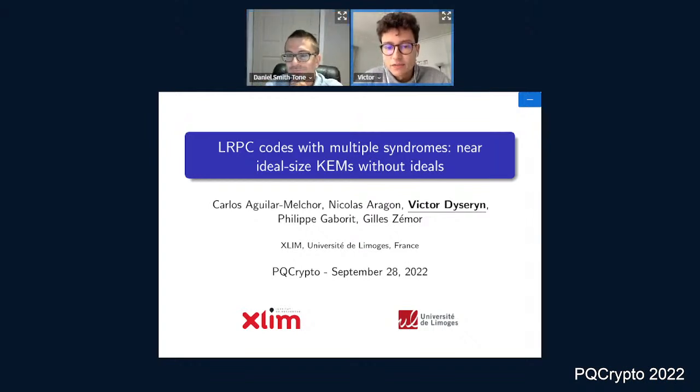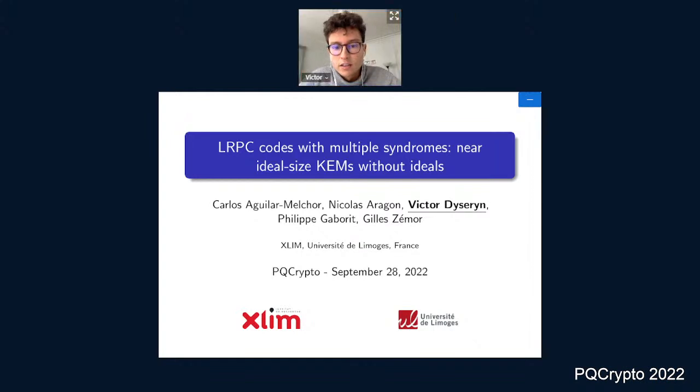Thank you, Daniel, for the introduction. So my name is Victor Disserin. I'm a PhD student at the University of Limoges in France. And I will present to you a joint work with Carlos Aguilar-Melchor, Nicolas Aragon, Philippe Gabory, and Gilles Zemmour, called low-rank parity check codes with multiple syndromes, near ideal size KEMs without ideals.